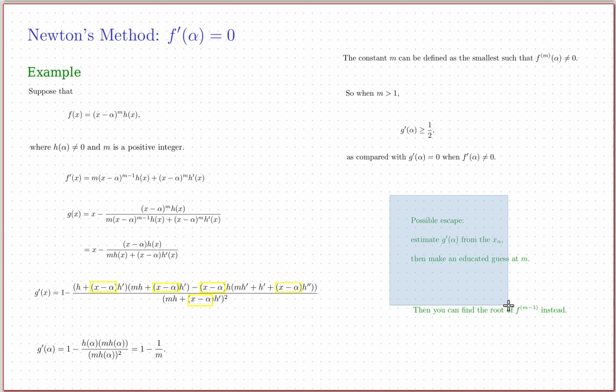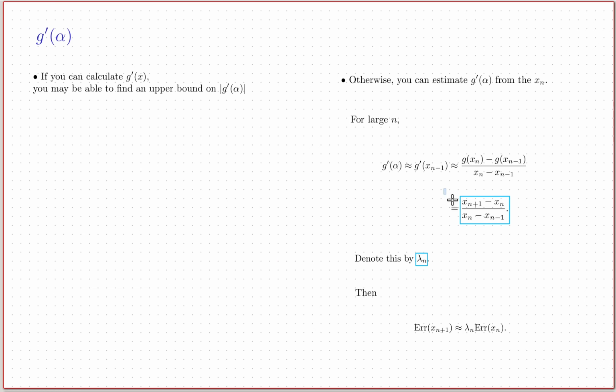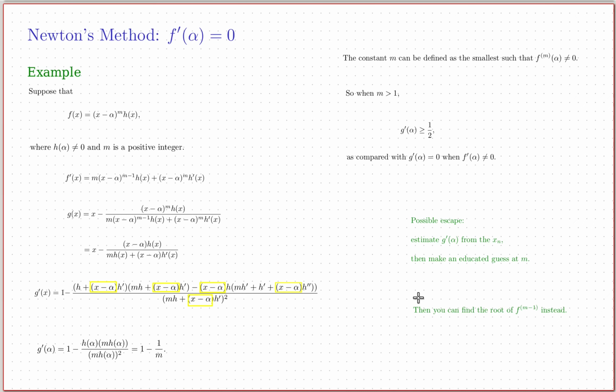The book suggests one possible way out of this. I think this is almost so unlikely to work very well, but nevertheless, it's an interesting approach. So what they say is, what you could do is you could estimate g prime of alpha from the xn, as we saw in the previous slides, right? You can estimate g prime of alpha using this method, by keeping track of your recent xn's, and then you can use that to get this estimate lambda n for g prime of alpha, right?